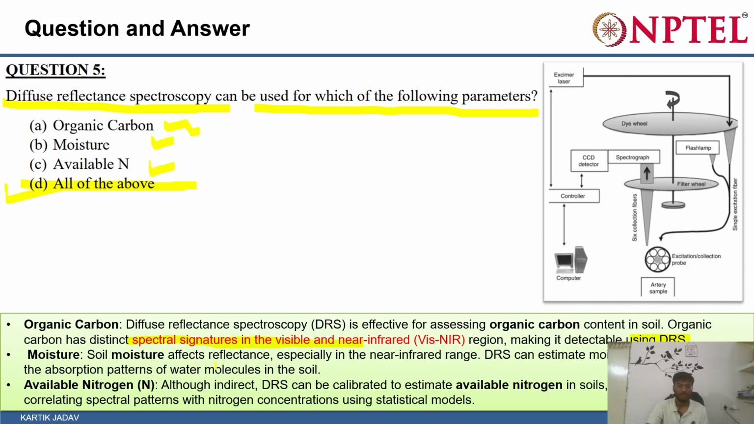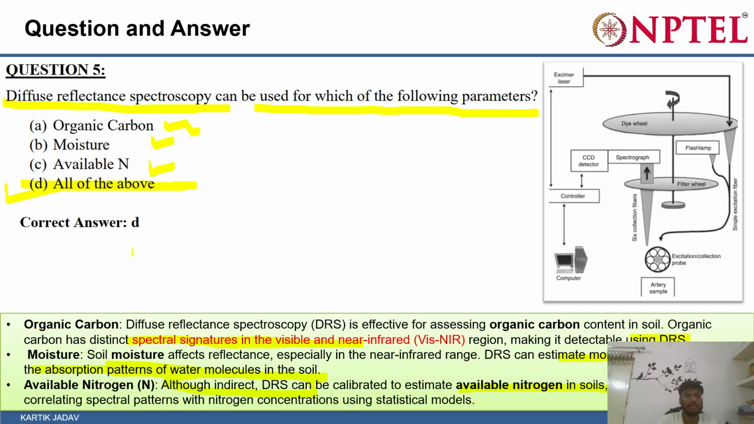While moisture affects the reflectance, especially in the near infrared range, DRS can estimate moisture content based on absorption patterns of water molecules in the soil. While available nitrogen, although indirect, DRS can be calibrated to estimate available nitrogen in the soil, particularly by correlating spectral patterns with nitrogen concentration using statistical models. The correct answer is option D.